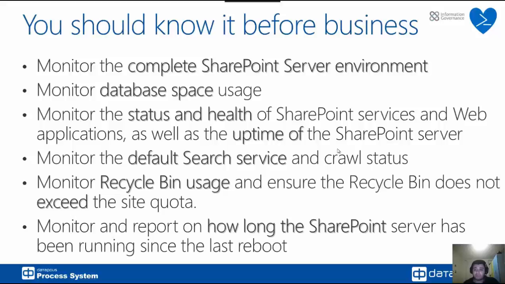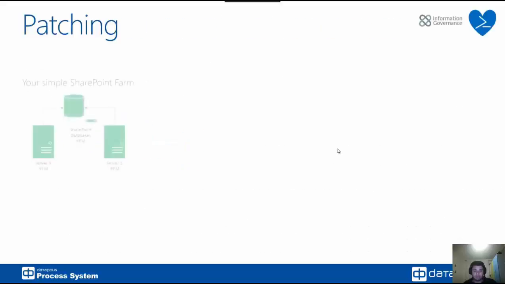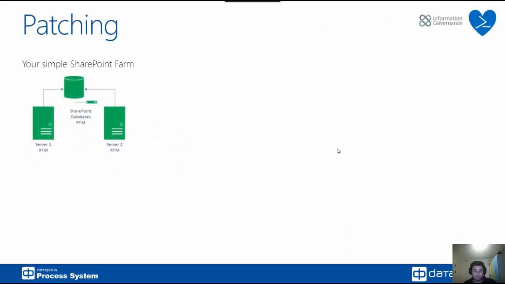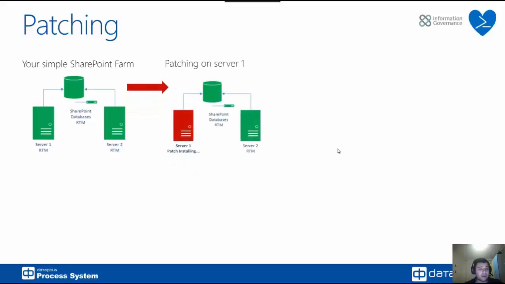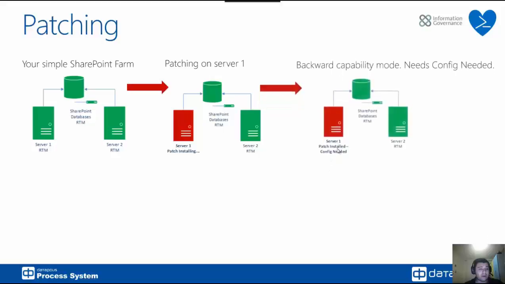The patching, how does it work? You have your simple SharePoint farm, server 1, server 2, which are connected to one SQL server. You patch your first SharePoint server, the second works, patching done, and your SharePoint is working in a backward compatibility mode. It needs the Product Configuration Wizard. But if you want to execute it now, it will say, hey, your server 2 is not on the same level as me. Please patch the second one to be able to use the config.